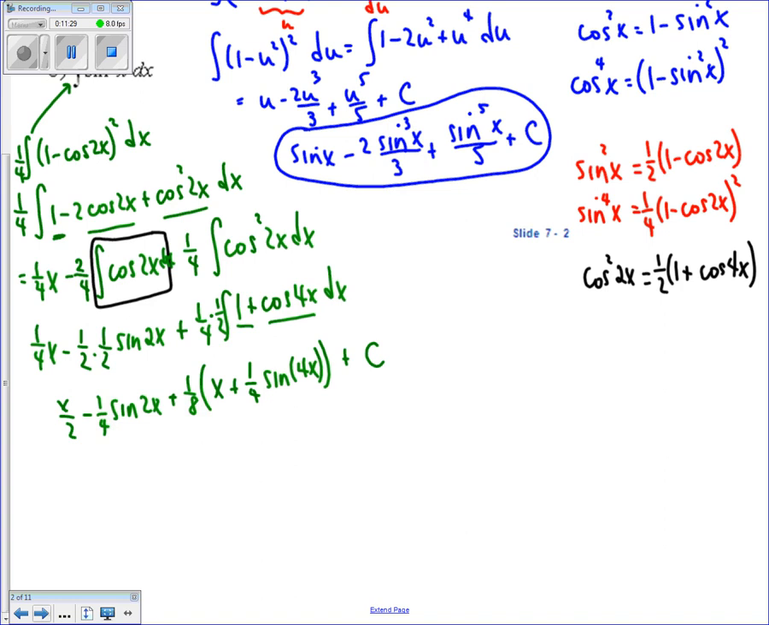So if I want to combine some things, I've got a 1/8 x here and a 1/2 x here. So that's going to be a 5/8 x minus my 1/4 sine of 2x. And then plus my 1 over 32, just distributing this 1/8 times the 1/4 sine of 4x. Okay, so even powers of sine or cosine in a product or by themselves requires that power reducing formula.